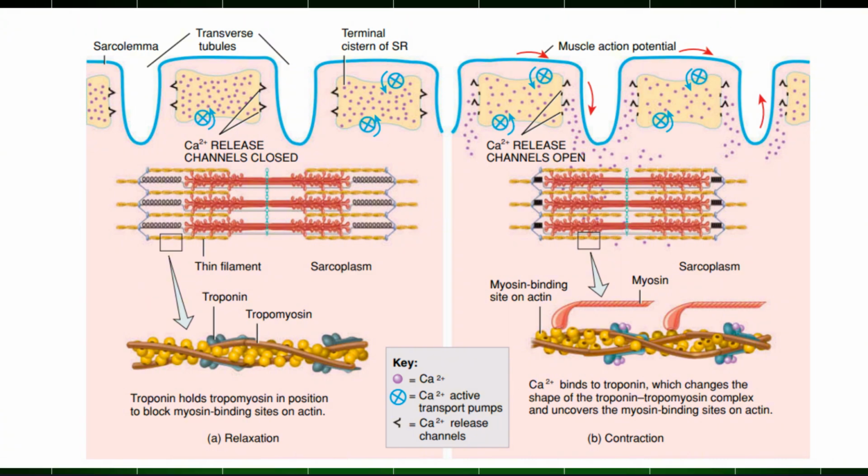The darker band contains the entire length of the thick filaments, while the lighter band contains only thin filaments. The Z discs mark the boundaries of each sarcomere, and the H zone in the center of the A band contains only thick filaments. The M line in the middle of the sarcomere holds the thick filaments together.